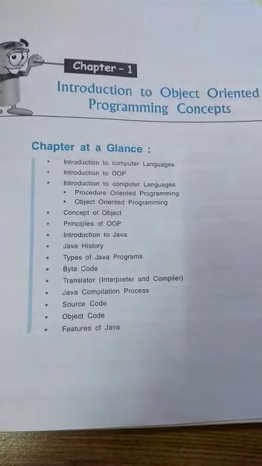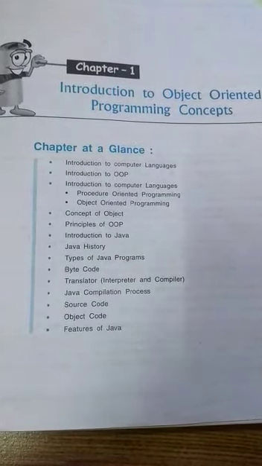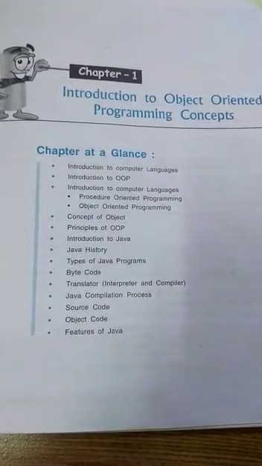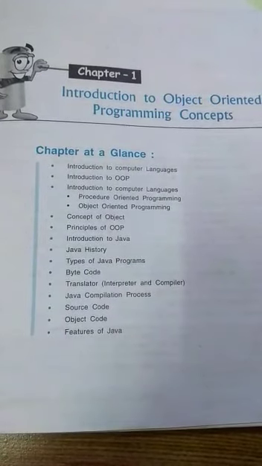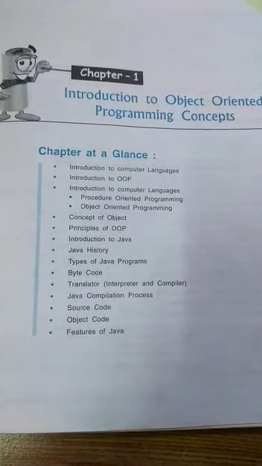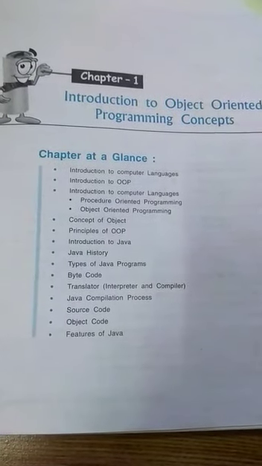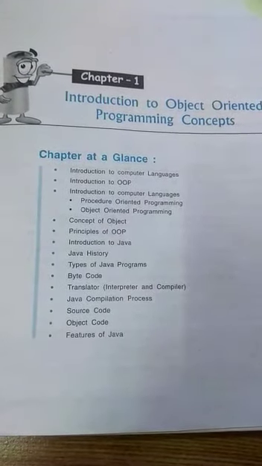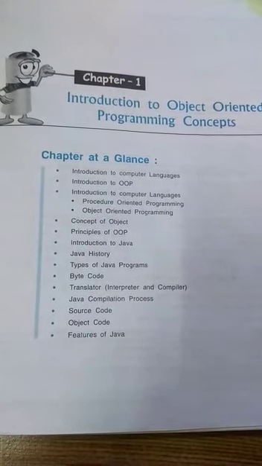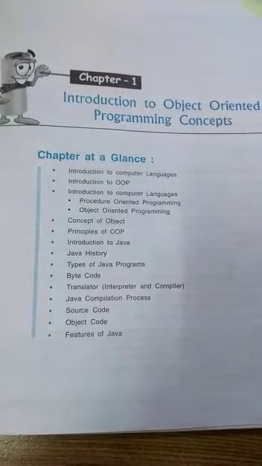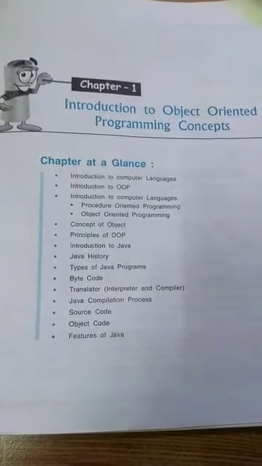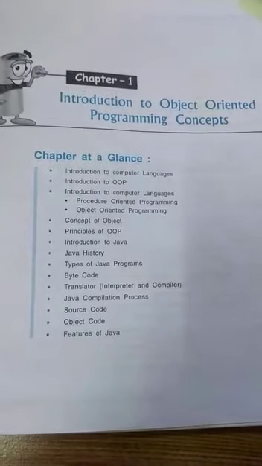We will discuss Java history, how Java came into existence. Then what is bytecode translator, Java compilation process, how you will compile your program which you are writing on the system. In BlueJ, when you are writing the program, how it is compiling step by step, and then what is source code, what is object code, and what are the various features of Java. Different features of Java we will be discussing in this chapter.